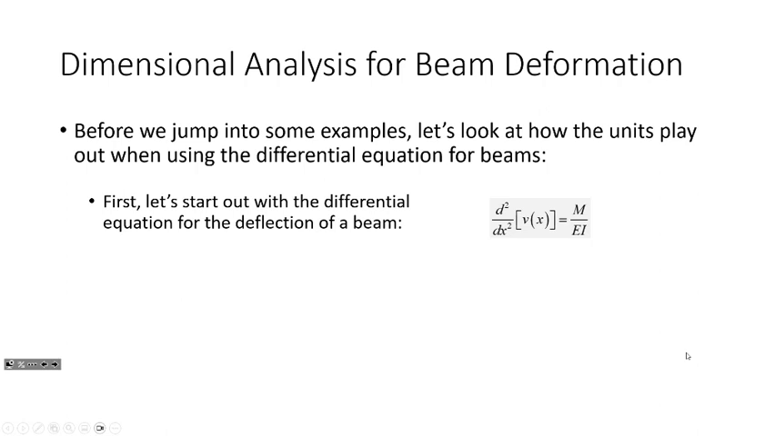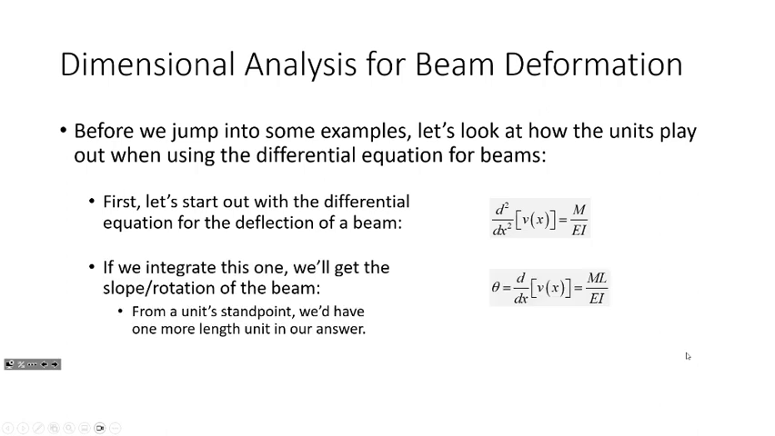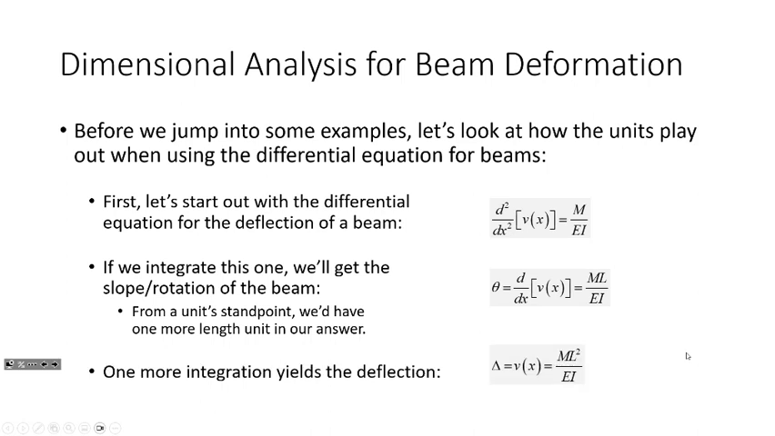I propose from a units perspective, since we're integrating with respect to x, if the units for this are M over EI, then when we integrate, the units are going to be times length. We're going to have one more length unit on the slope, right? And if we integrate one more time to get the deflection, we're going to have one more length. I'm not saying this is the answer. I'm saying from a dimensional analysis perspective, we're going to have one more length unit down here as well. Does that make sense? Again, I'm just looking at units. So far, so good?